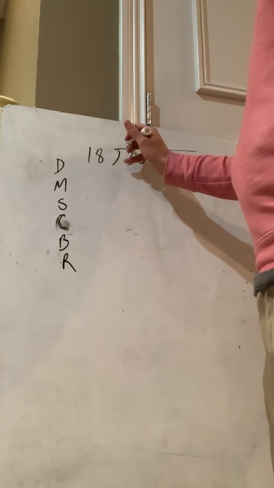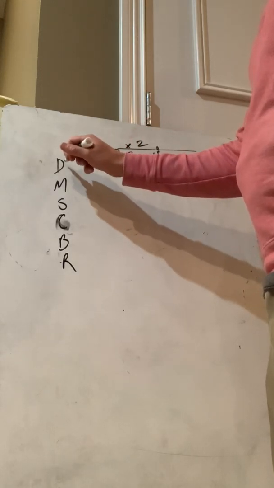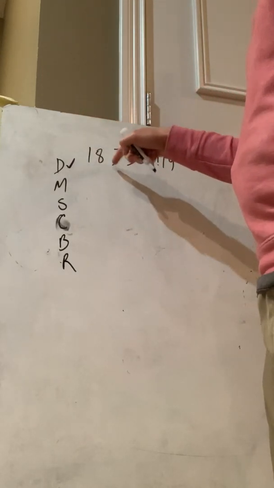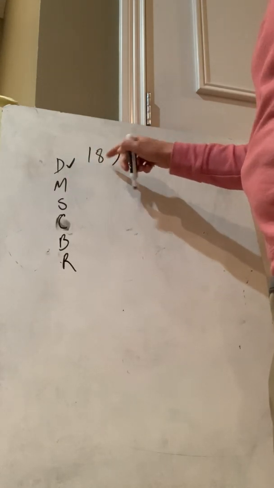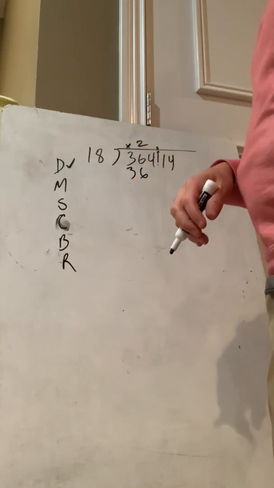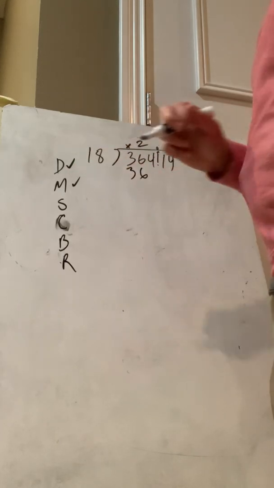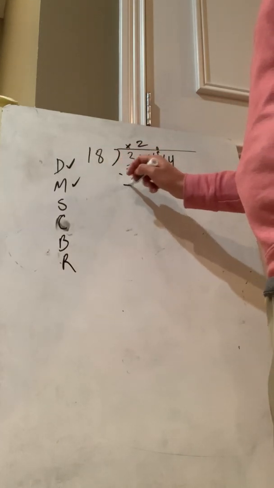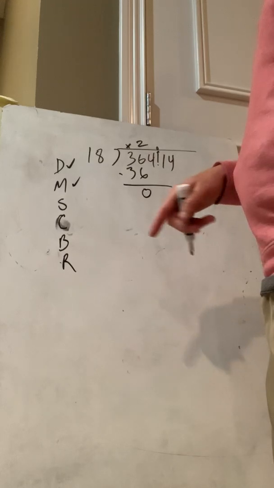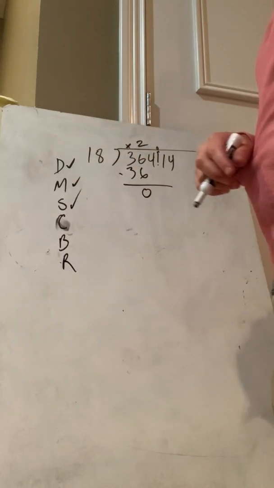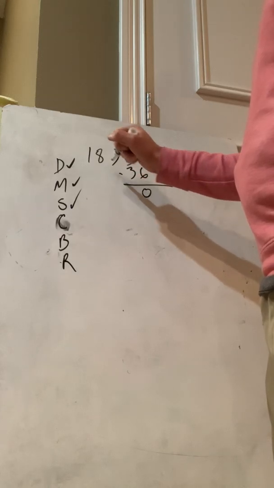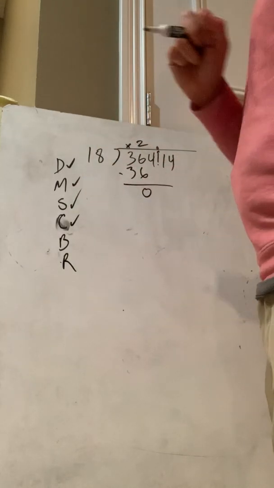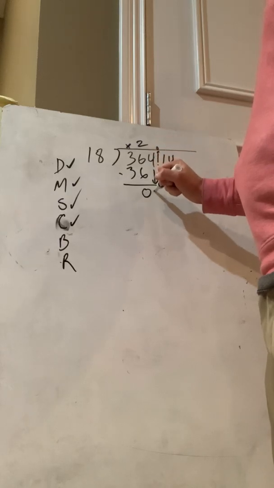18 doesn't go into 3, but it goes into 36 twice. Check, we just divided. 36 divided by 18 is 2. The next step is multiply. 2 times 18 is 36. Check, we just multiplied. Then we subtract. We just subtracted. Then we're going to check, is the difference 0 less than the divisor 18? It is. Check. Now it's time to bring down the 4.